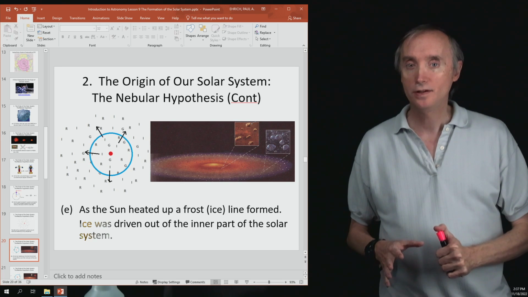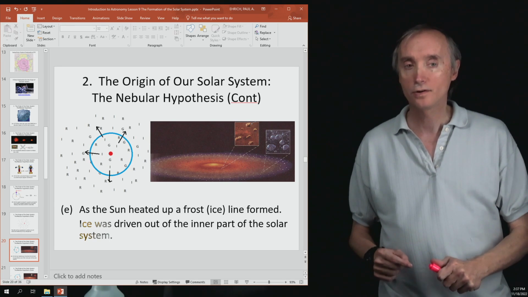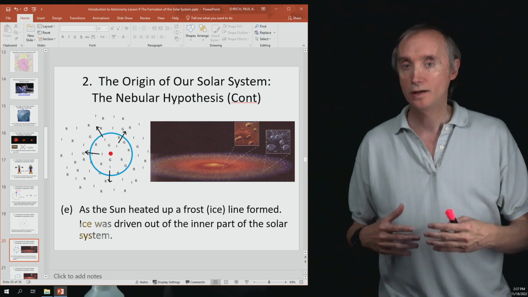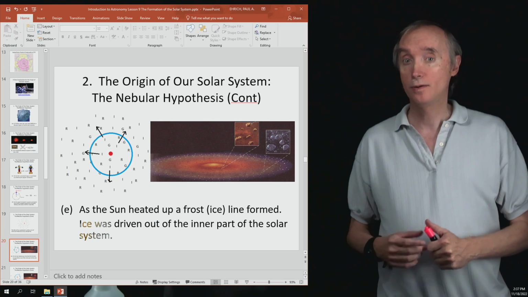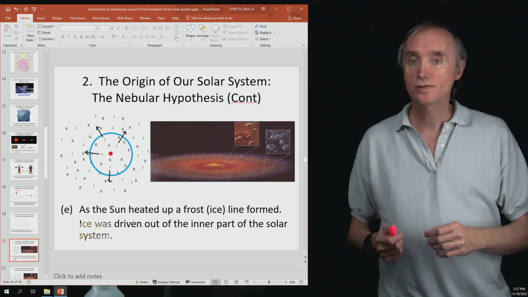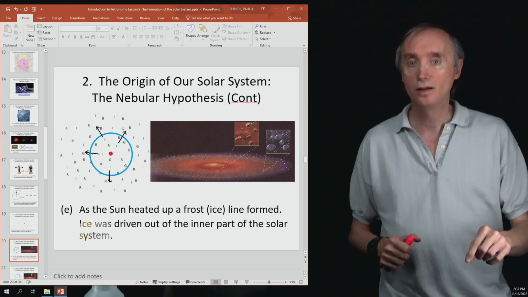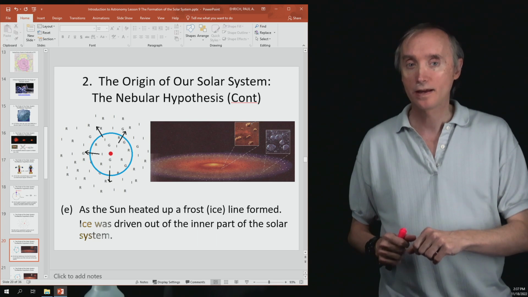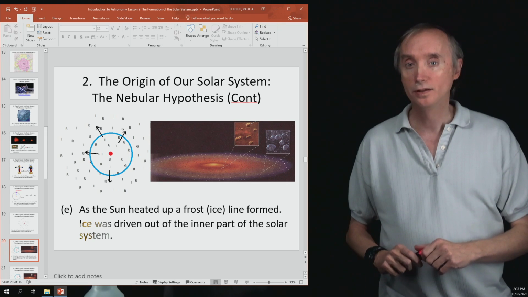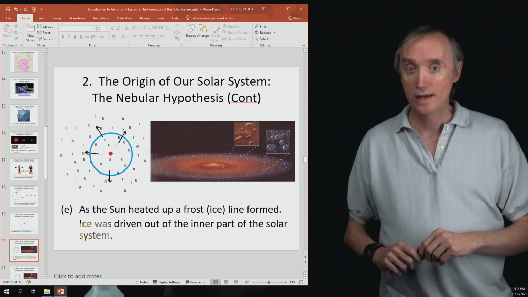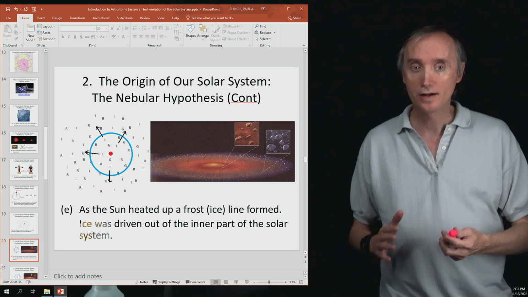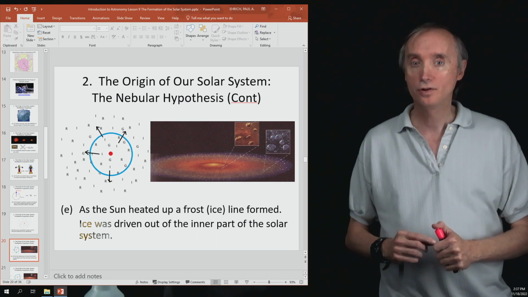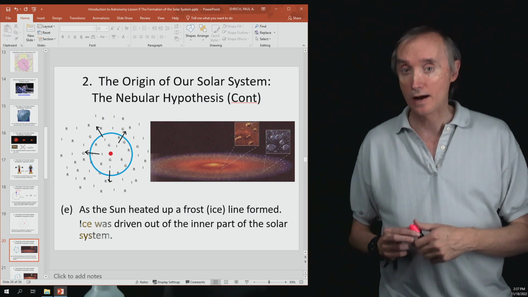So the ice in the inner part of the solar system is going to be driven away because of the heat emanating from this thing that's going to become the sun. The ice doesn't melt, it doesn't change from a solid to a liquid, but it does change from a solid into a gas, and that gas is blown into the middle part of the solar system. Anything inside that blue line, anything inside the ice line, ice will not be able to exist. It will have to go to the middle part and the outer part of the solar system.